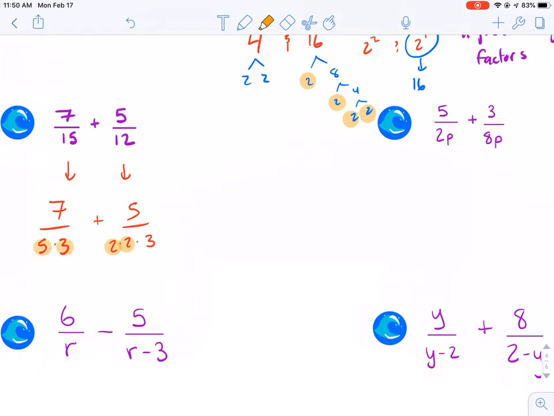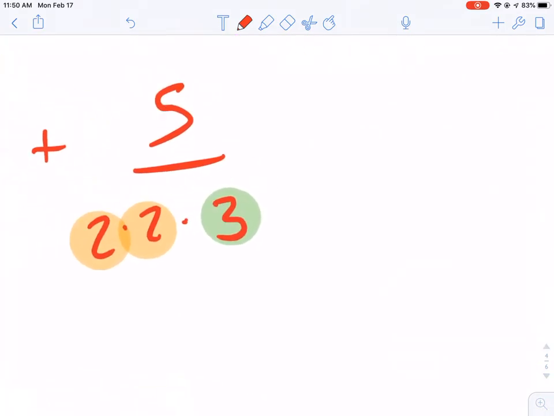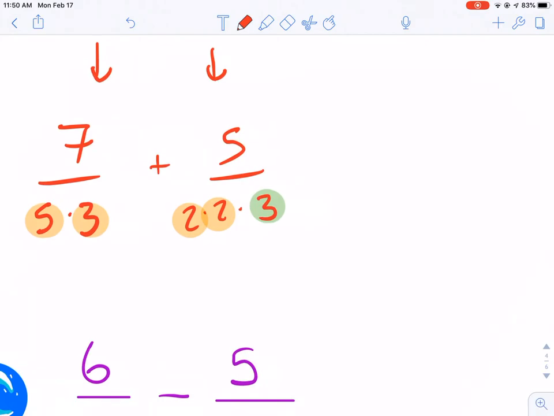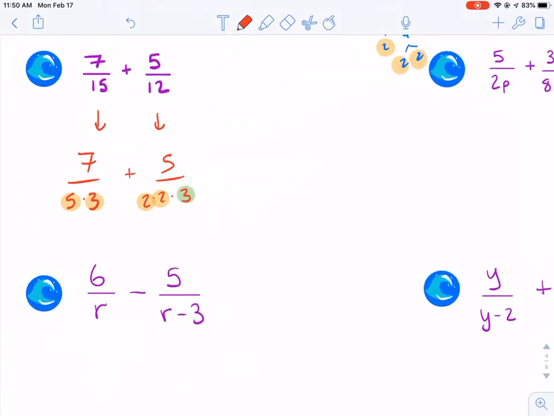Do we have to multiply this second 3 to find the least common denominator? The answer is no. The highest degree in either one of these is 1. There's only one 3 found in 7, and there's only one 3 found in 5. Okay? But there's two 2's found in 5, so we have to use both of those. Okay? So our new denominator is going to be this. It's going to be 5 times 3 times 2 times 2.